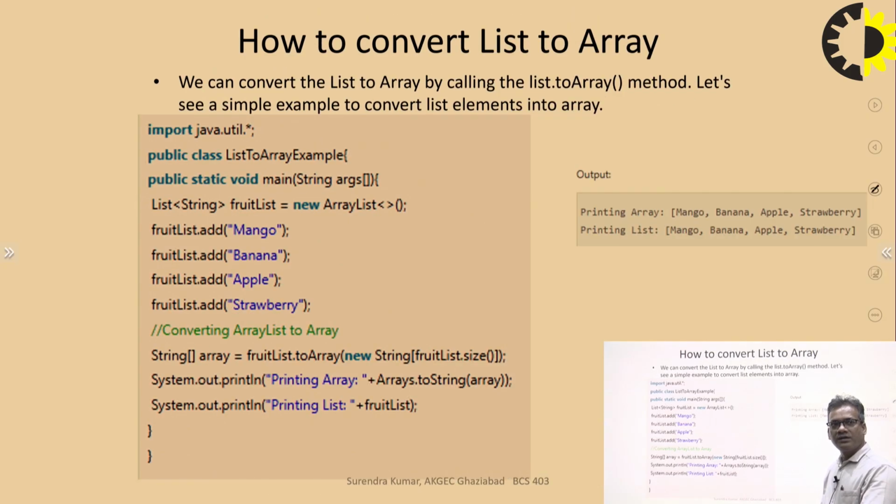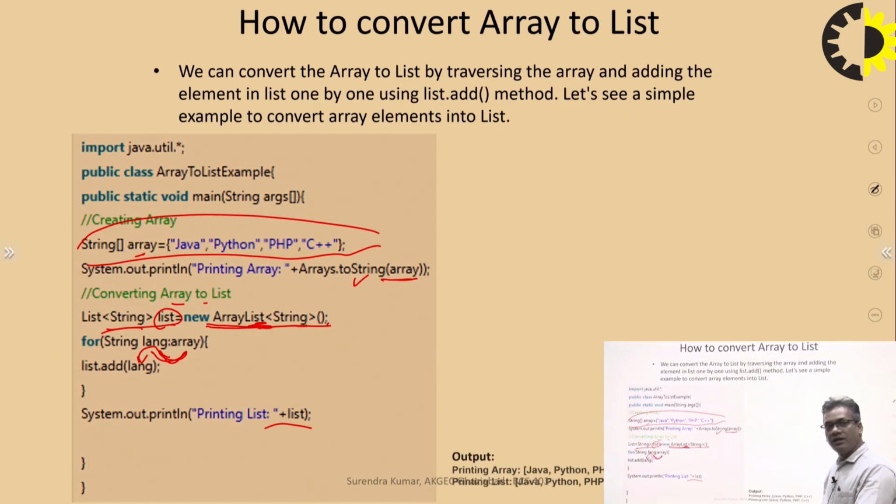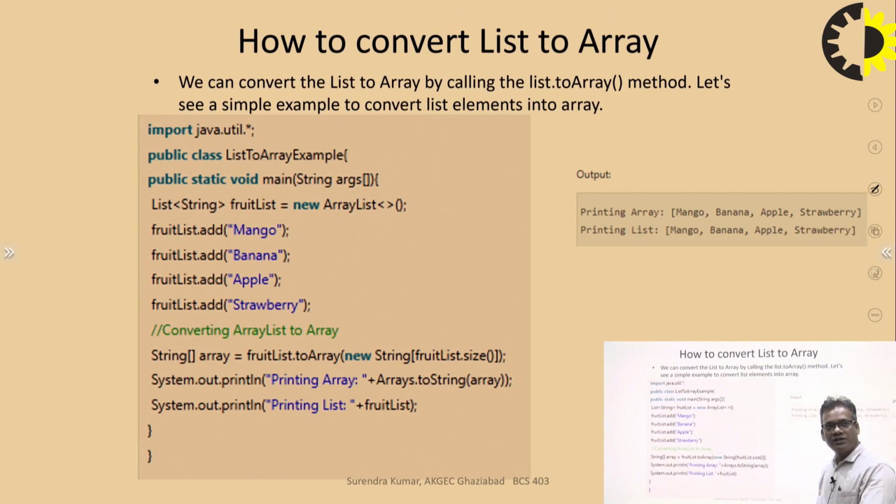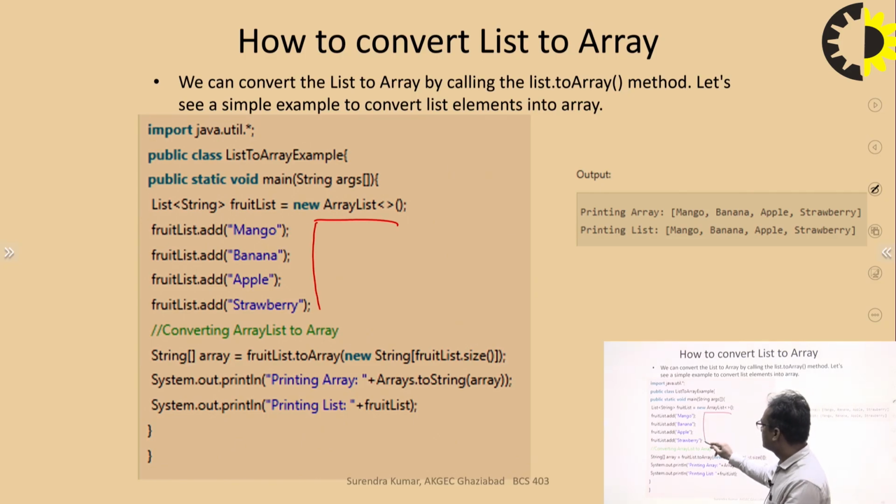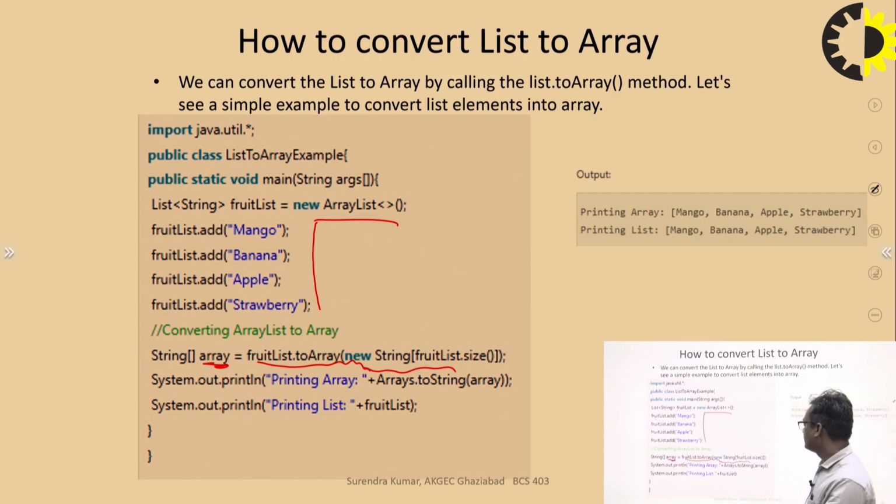How to convert list to array? Here is array to list. Now list to array. So you have a list. This is a list. You will convert it to an array with the help of list.toArray. Now it will work as an array.